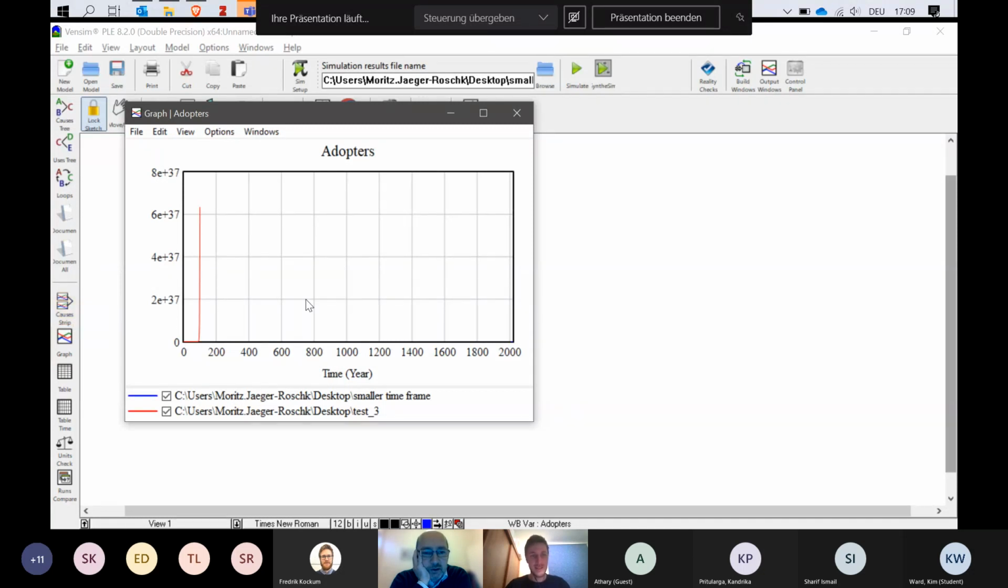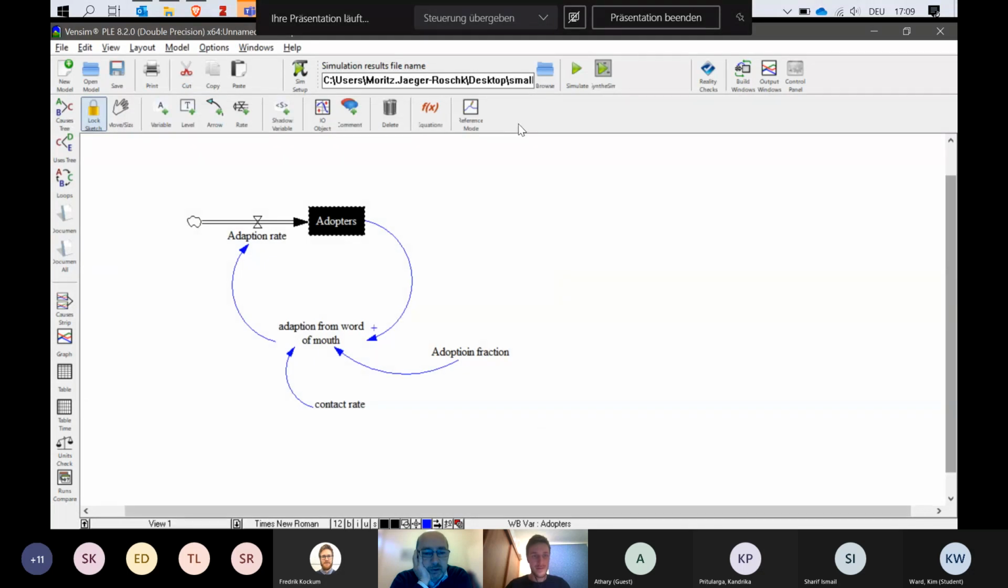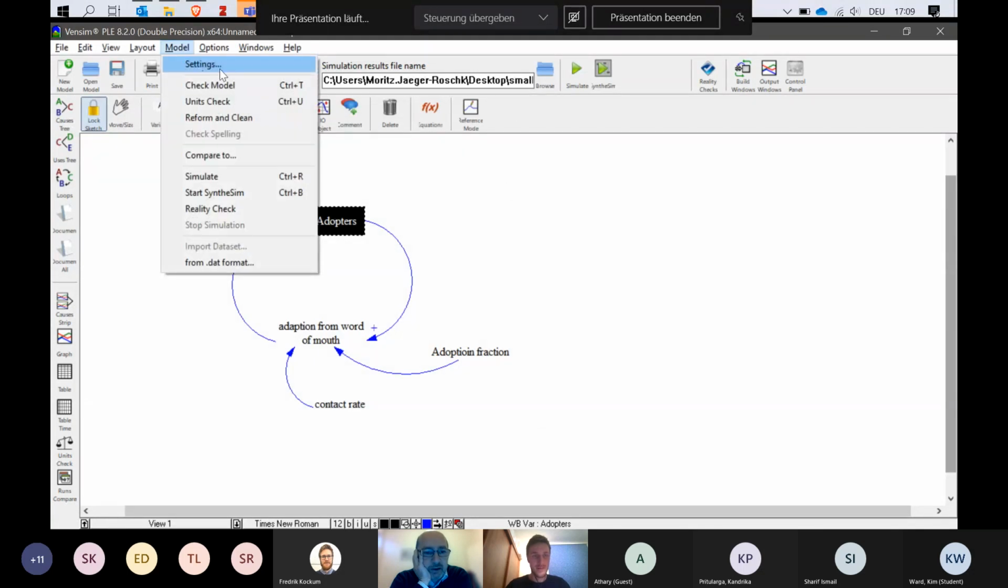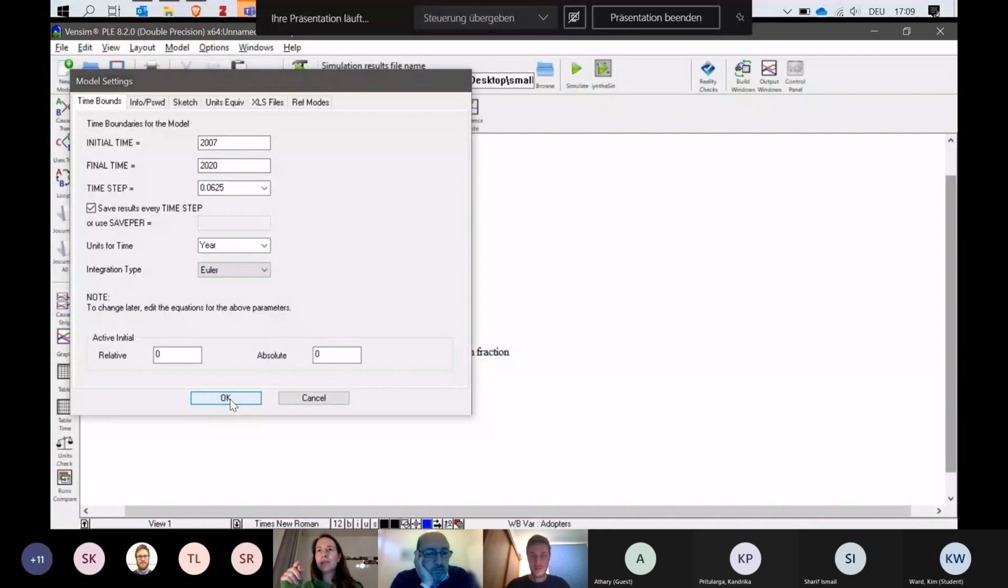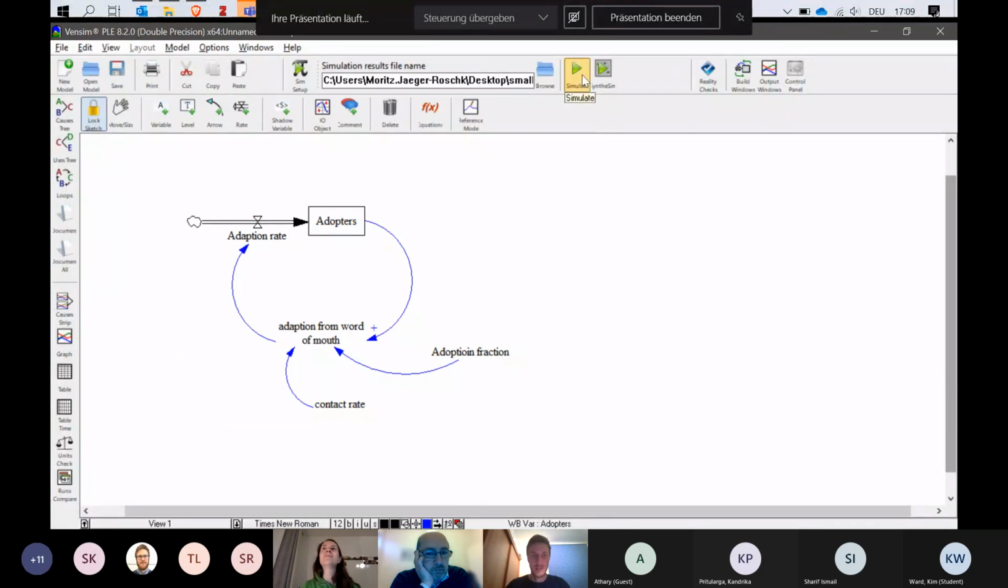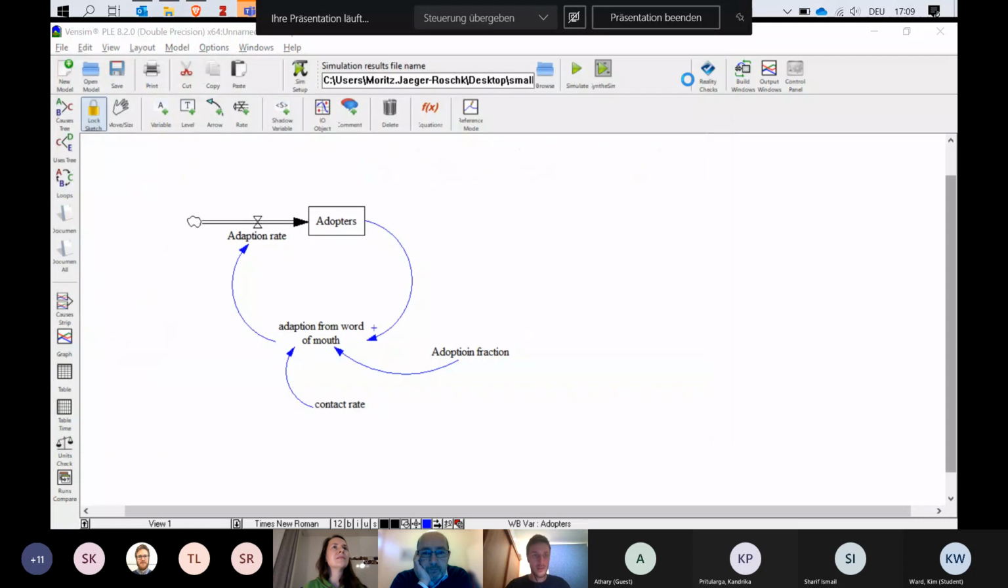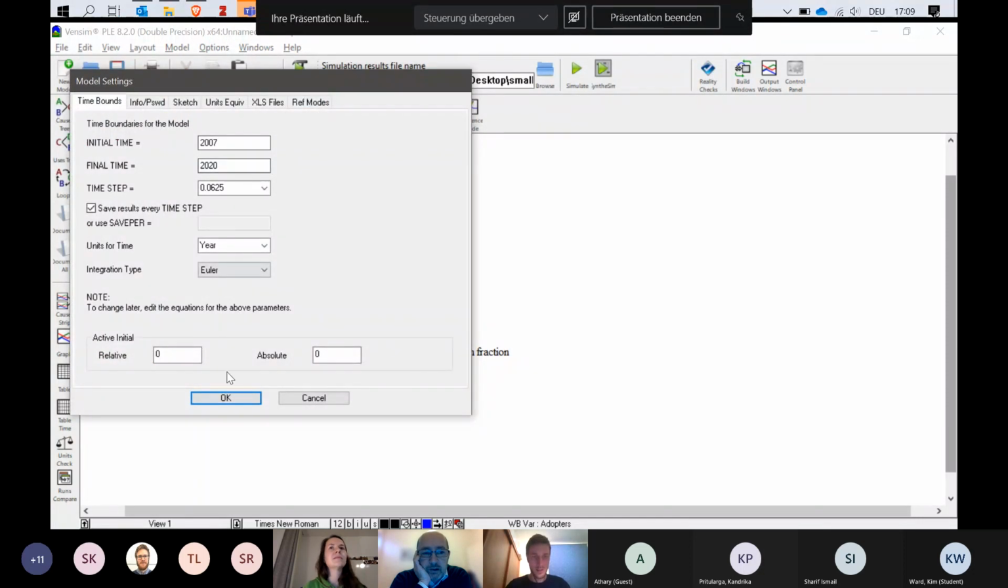Okay, so let's close it. I think that is a problem with the time model settings from 2007, active initial. Moritz, did you press the green arrow for play simulation again? Yes, I did. Oh, okay. Sorry. Yeah, let's start with 2007. Is this correct or is this incorrect?